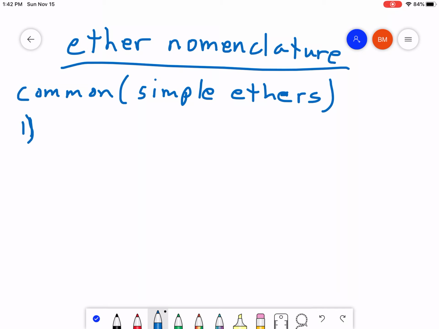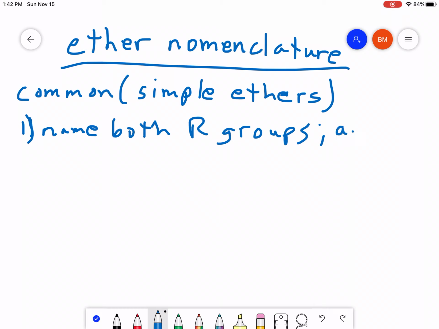Okay, so in an ether, reminder, you have 2 alkyl groups, right? I'll just put a little R prime there, a little apostrophe, to remind you that they are 2 distinct alkyl groups. First thing you've got to do is name both your alkyl groups, and you want to arrange their names alphabetically.